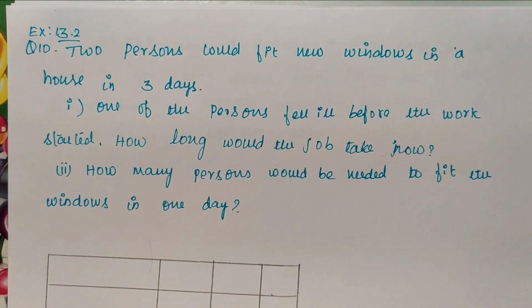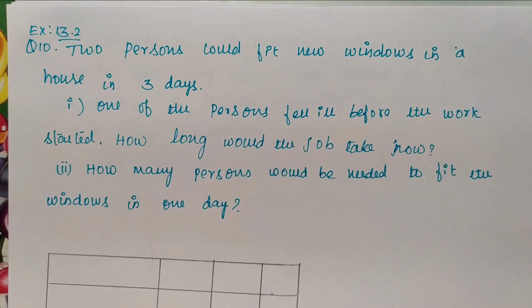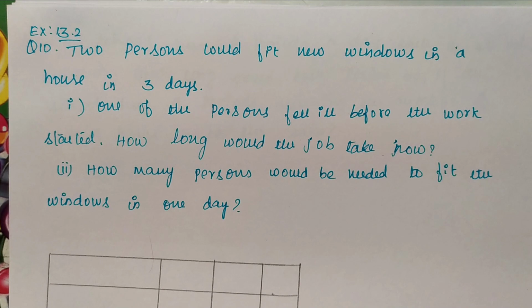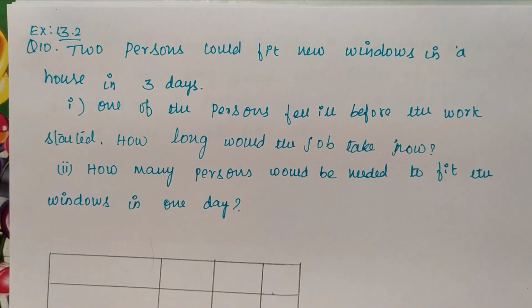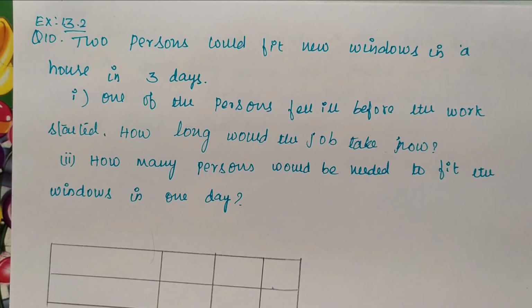Question 10. Two persons could fit new windows in a house in 3 days. Two persons can fit in 3 days. One of the persons fell ill before the work started. How long would the job take now?